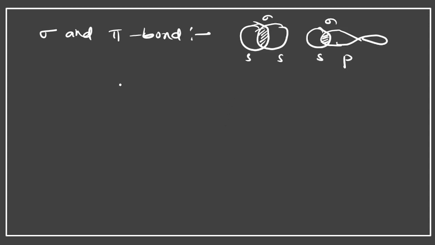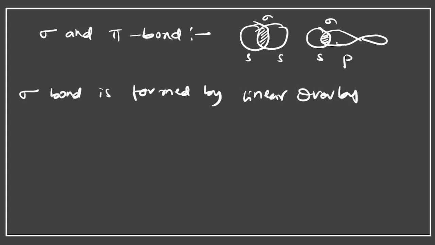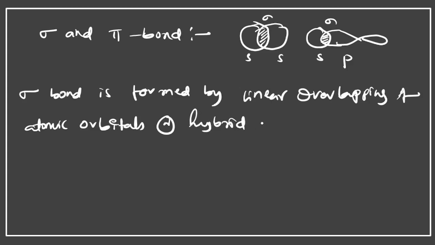Sigma bond is formed by linear overlapping of atomic orbitals or hybrid orbitals. That overlapping is the sigma bond. What is a pi bond?